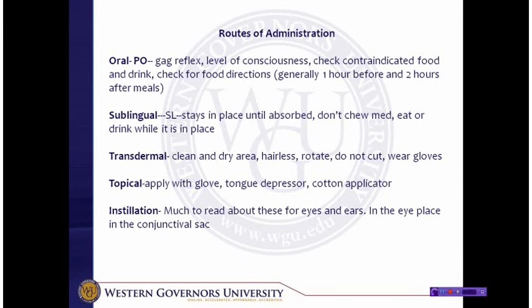So, different routes of administration. The first and most common one is oral, or PO. You'll see it written a lot in the hospital. PO is the abbreviation in medical terminology for by mouth. Some of the things that we have to be aware of and make sure a patient has before we can administer an oral medication are that they have a gag reflex, that they're alert and oriented, they're not confused.